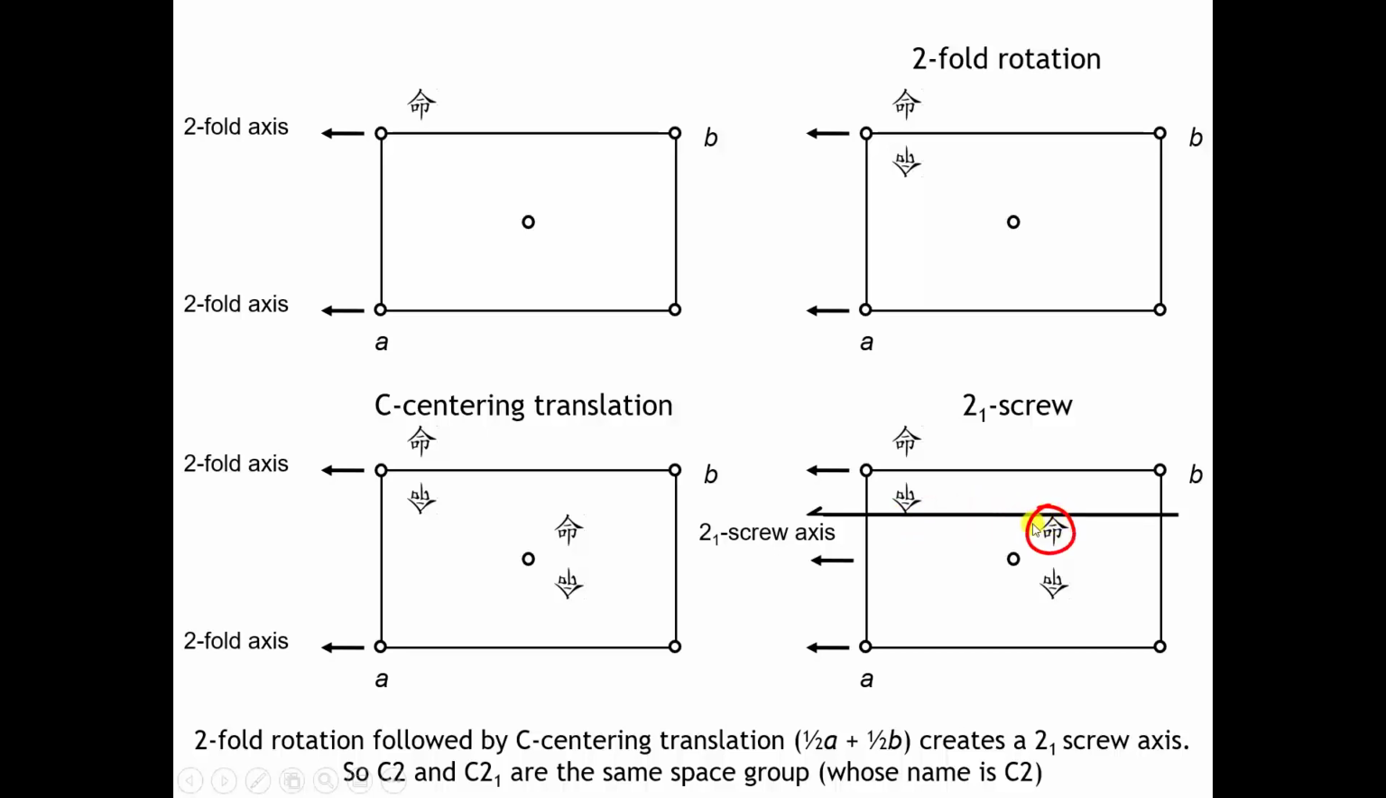All right? But that character was already there. That came about from the action of the two-fold rotation axis and the C centering. So you see, those two symmetry elements together generated our 2 sub 1 screw axis. You'll notice that we also have a two-fold rotation axis here, and that intersects the A lattice vector at 1/2. And I haven't drawn it, but there's also going to be a 2 sub 1 screw axis down here. Okay, so you can see that C2 and C2 sub 1, you can't separate them. They're the same space group, and we call that space group C2.